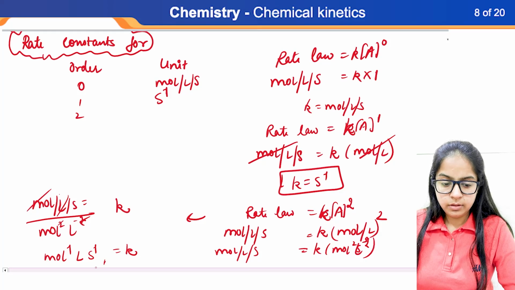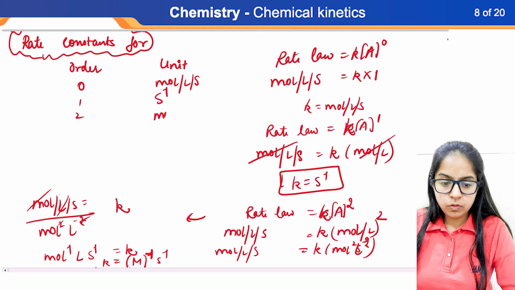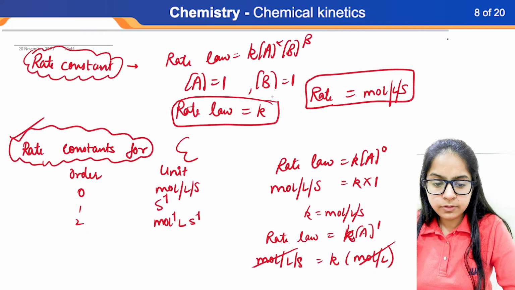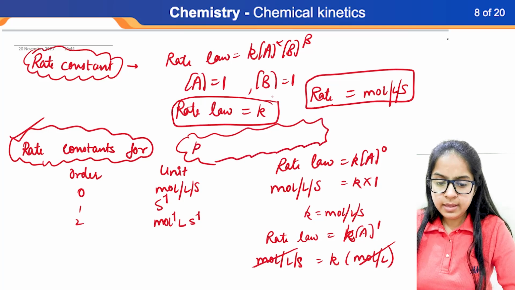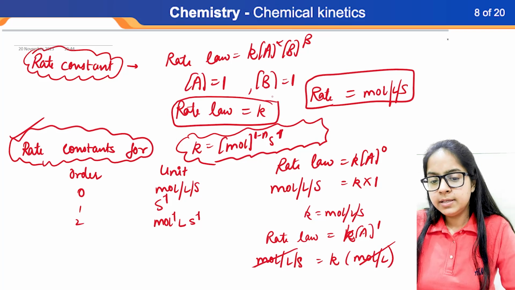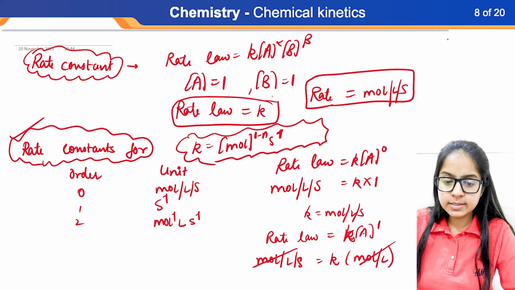Okay, so we can write it as molarity M inverse second inverse. Okay, so we can write it mole inverse liter per second. Now one simple method to calculate the unit of the rate constant is K is equal to mole 1 minus n second inverse, means 1 minus 1 is 0, 1 minus 0 mole inverse, molarity means concentration inverse.